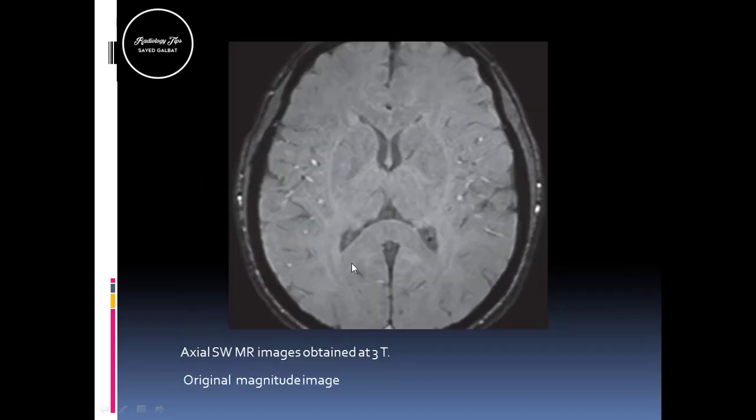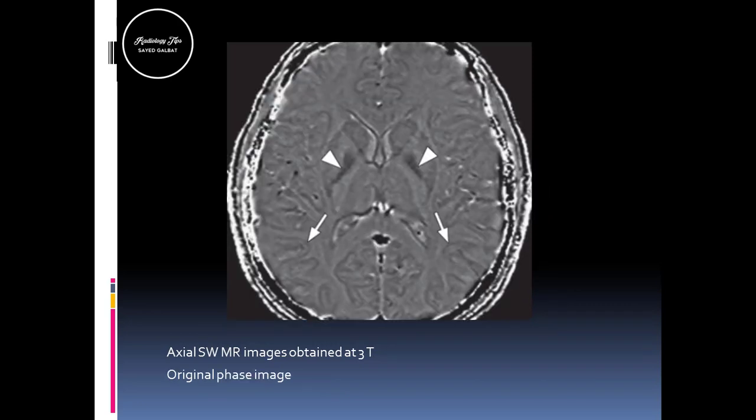So when you run the SWI in a 3 Tesla MRI machine, you will get this original magnitude image. And through post-processing, we can get 3 different sets of images. The first one is the phase image. And you can notice here the iron in the basal ganglia, and these are the subcortical U fibers. So this is called the original phase image.